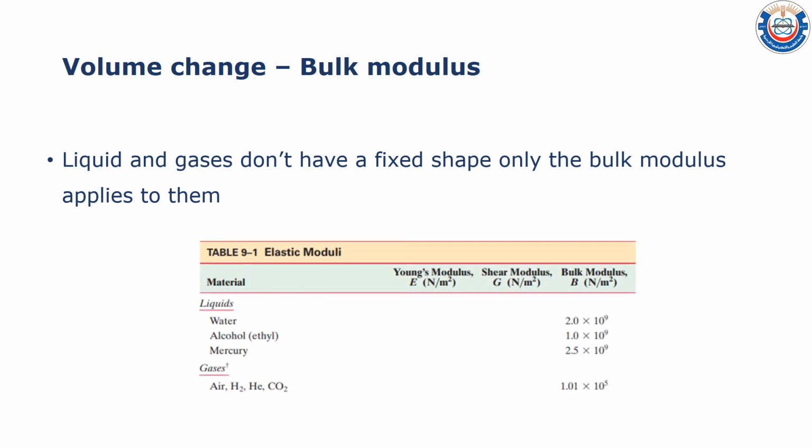In this table, you can notice that all gases have the same value of bulk modulus, which is equal to 1.01 times 10 to the power 5, but are different for liquids. For water, it equals 2 times 10 to the power 9, and for mercury, it equals 2.5 times 10 to the power 9 Newton per meter square.